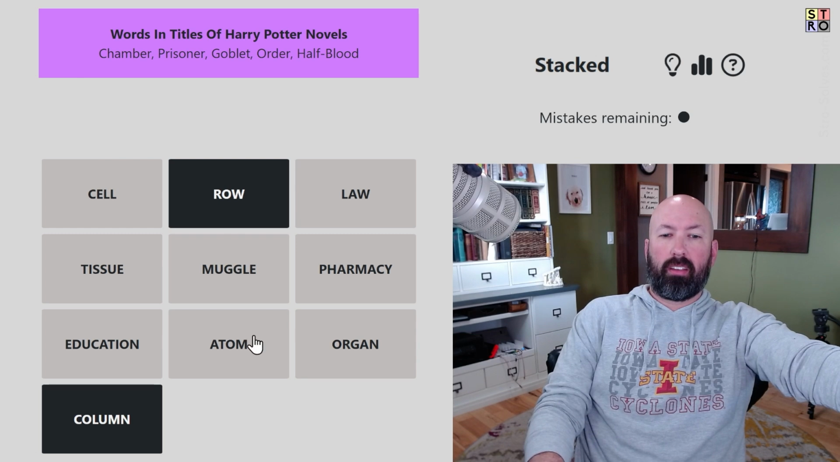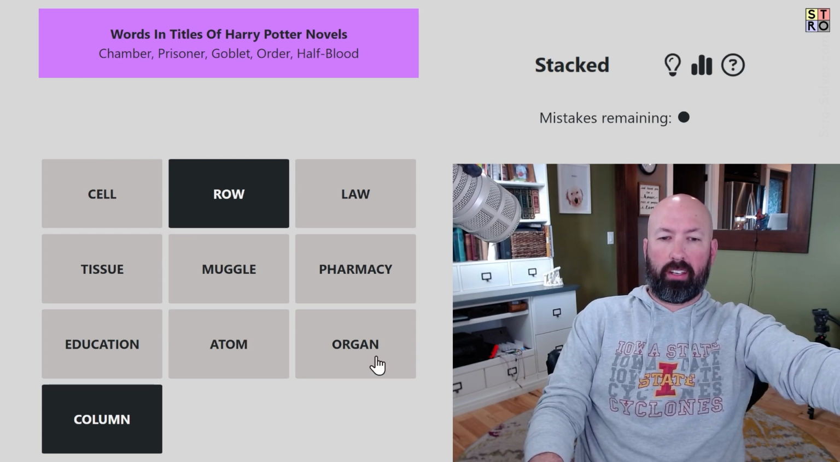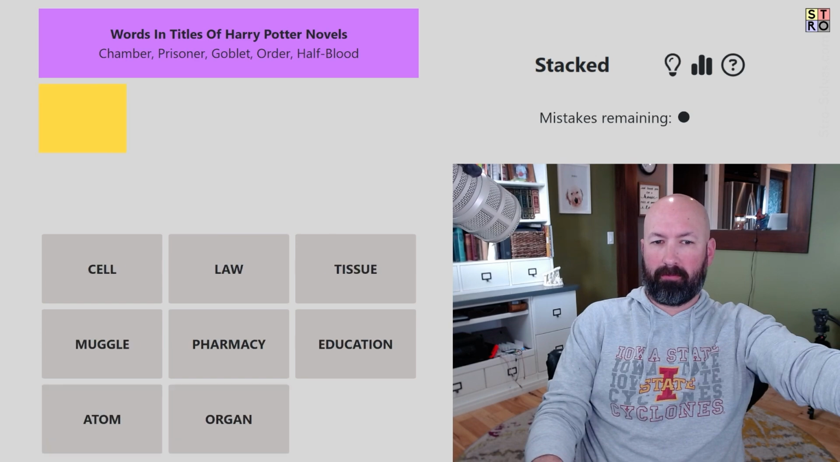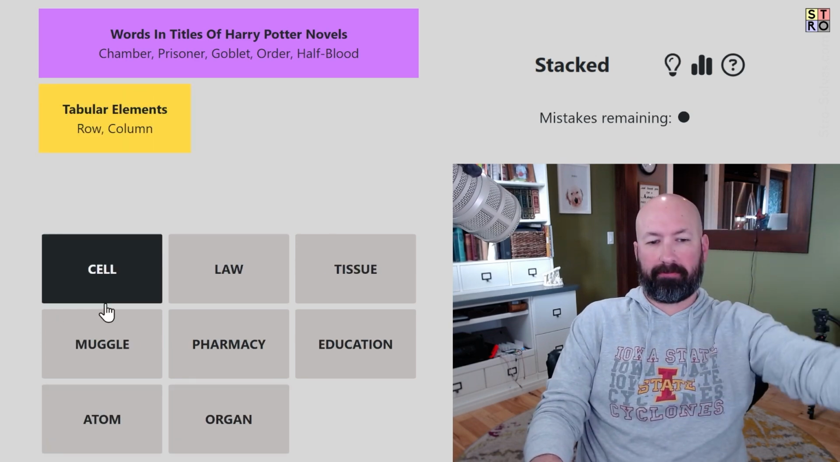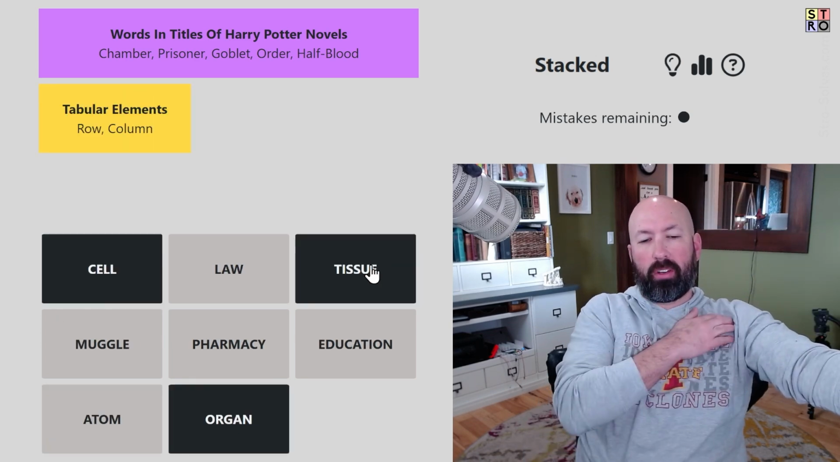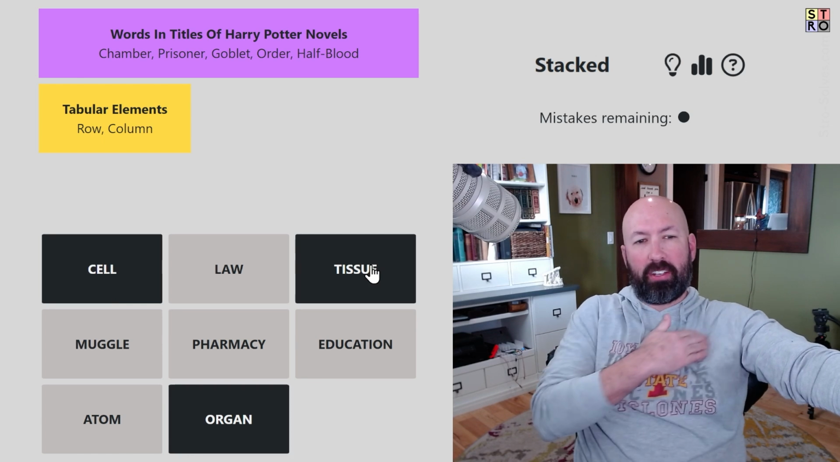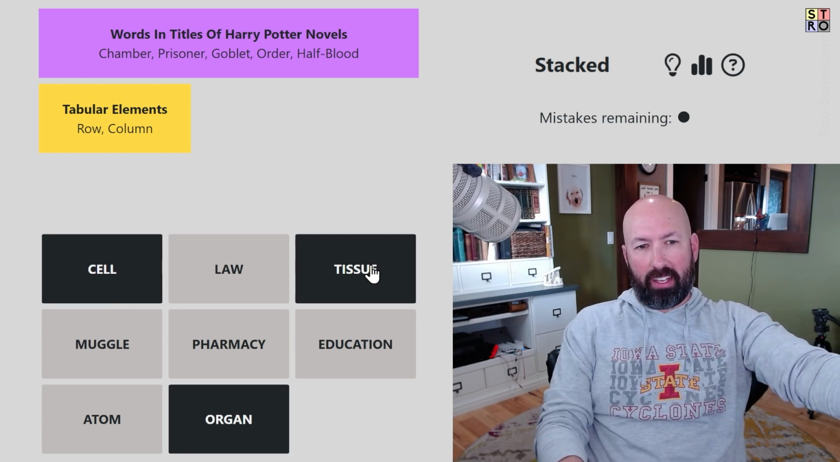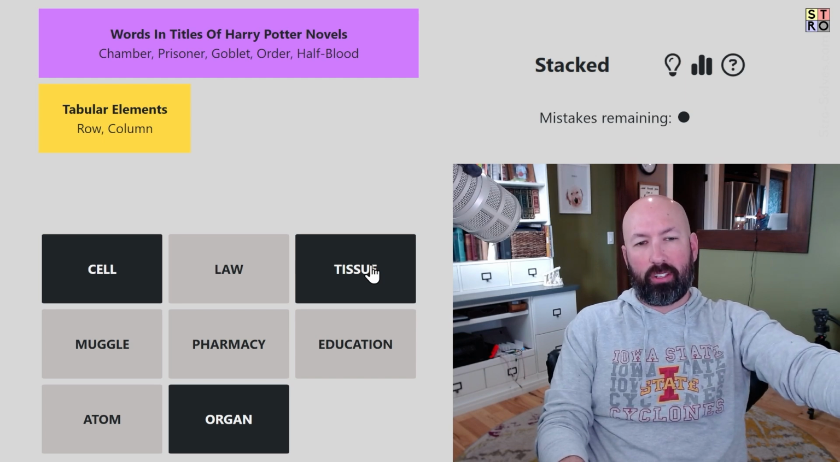Cell, tissue, and organ is our group of three. Maybe? There's our group of two. Cell can go with organ and tissue. Oh, man, that's kind of annoying because it could have easily been row, column, and cell for the group of three and tissue and organ for the group of two. It feels like there's two solutions to that.